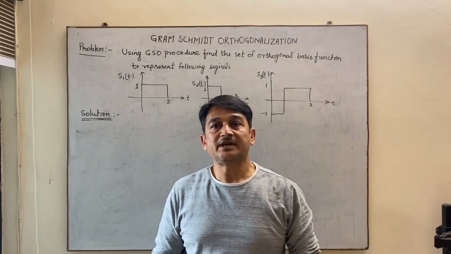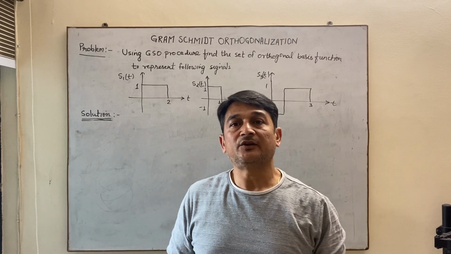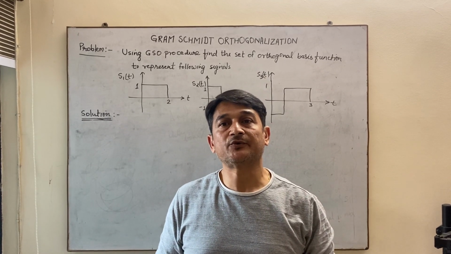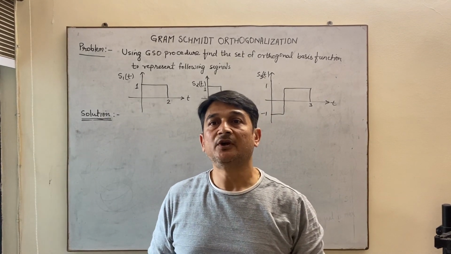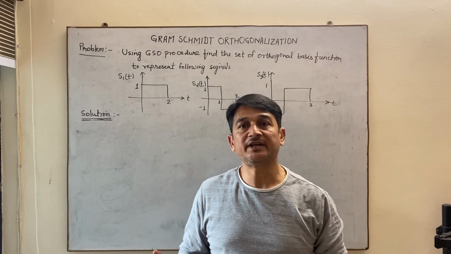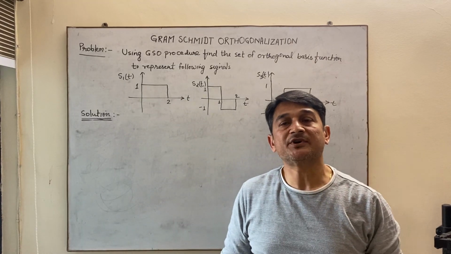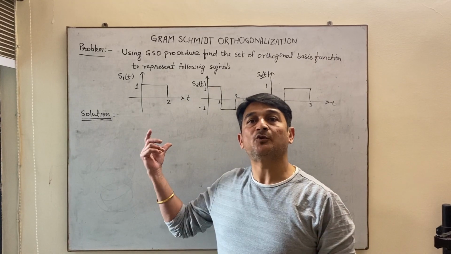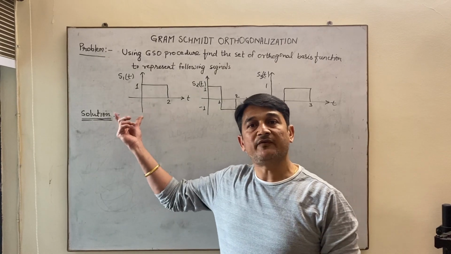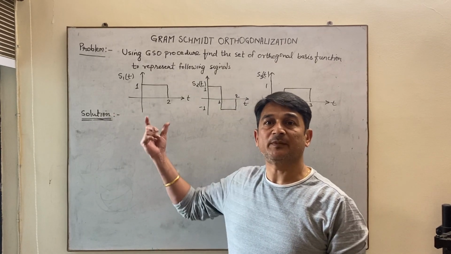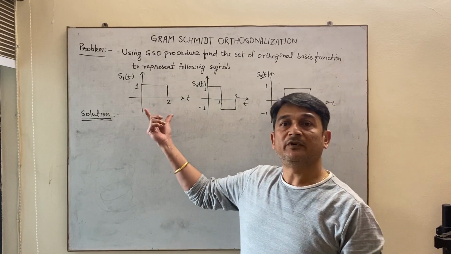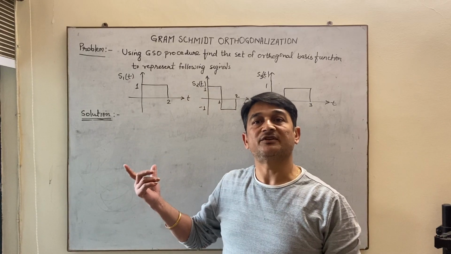As I told you, in the university examination there are two types of questions that can be asked on GSO. One is the theory question, which we have already discussed. Another type of question which can be asked in the exam is a numerical based on this. So we will take a problem on the GSO method, and then you will be able to understand the concept very easily.